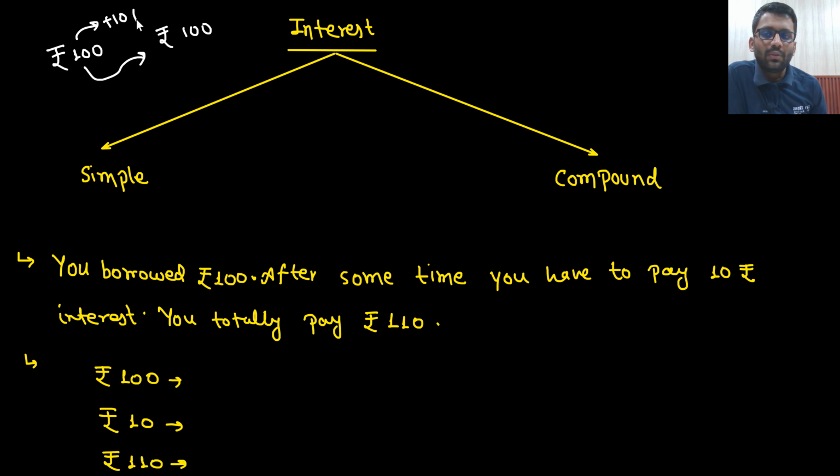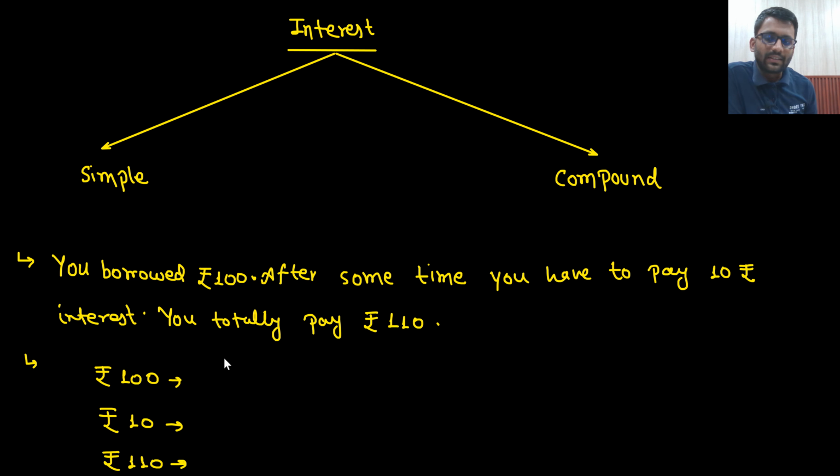Let's say I give you this money at 10% interest rate per annum. That means after 1 year you will give me 110 rupees. That's why we study the concept of interest. Basically you borrowed 100 rupees from me, and after some time you have to pay me 10 rupees of interest. So in total you will pay me 110 rupees.